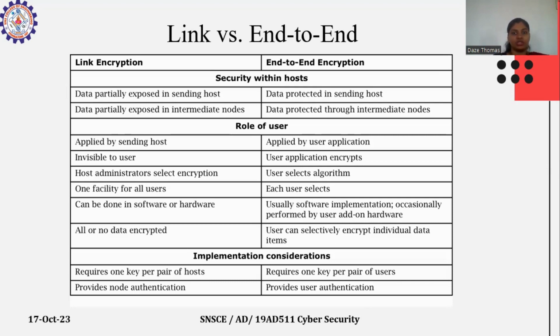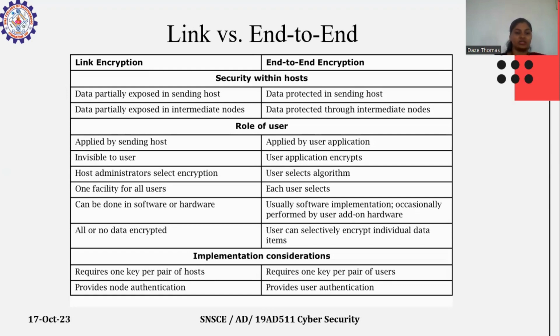While in end-to-end encryption, what is the role of the user? It is applied by the user application. The user application encrypts. The user selects the algorithm. Each user selects, usually a software implementation, occasionally performed by user add-on hardware. User can selectively encrypt individual data items.